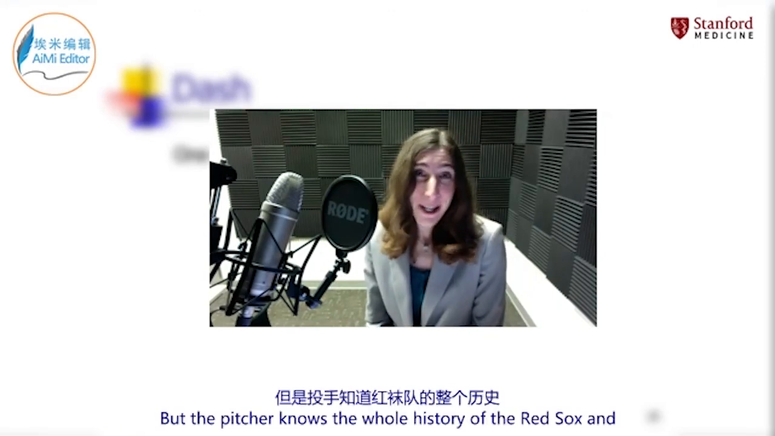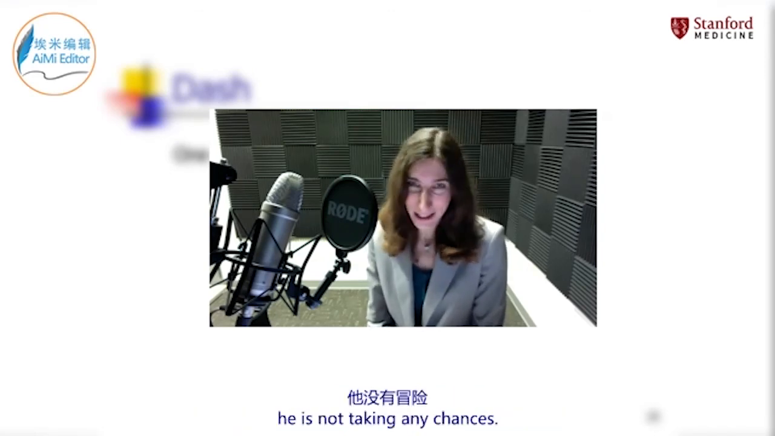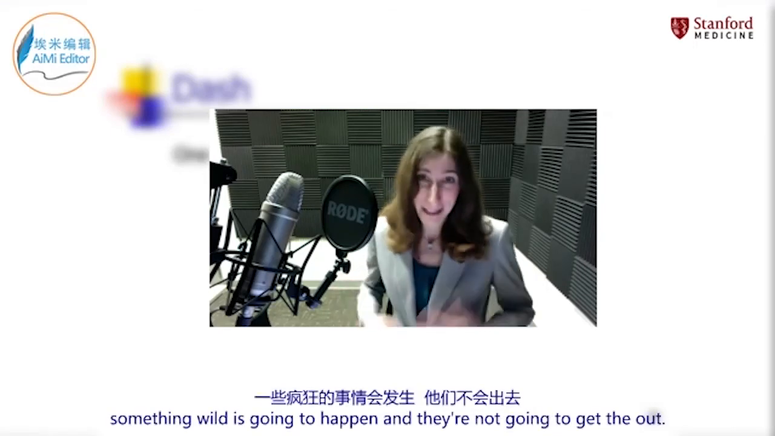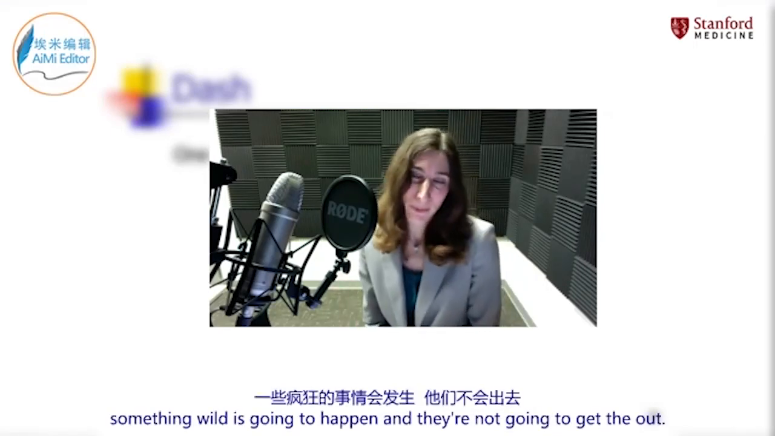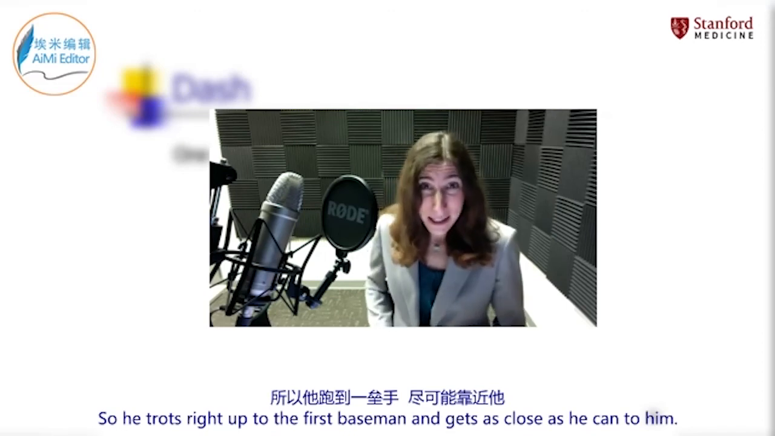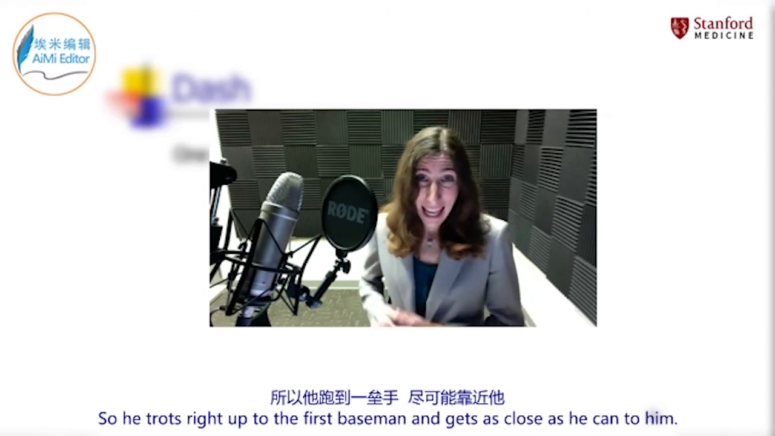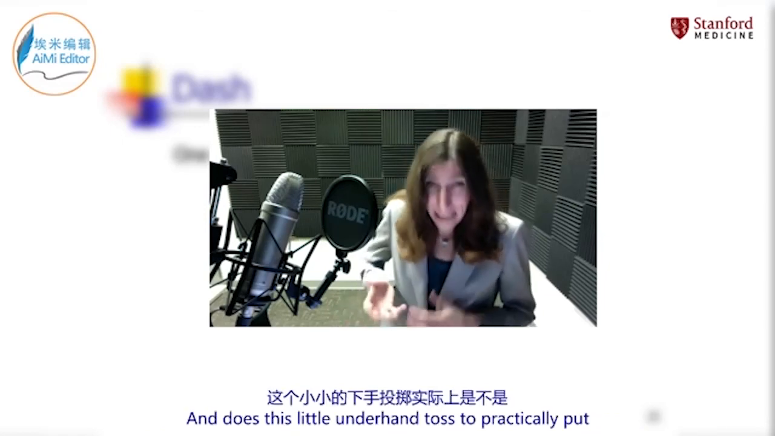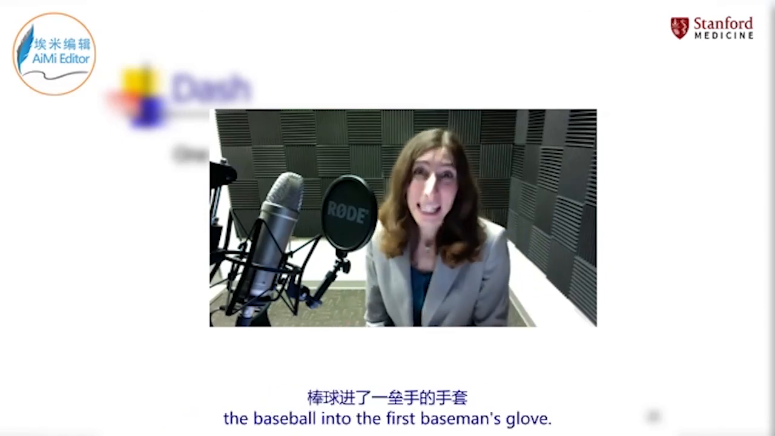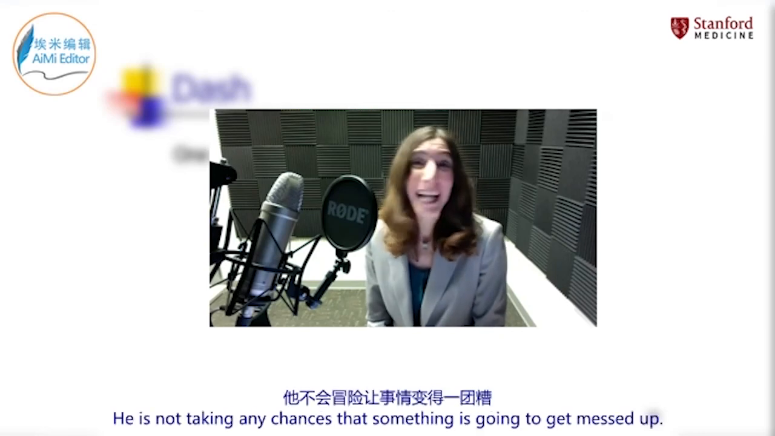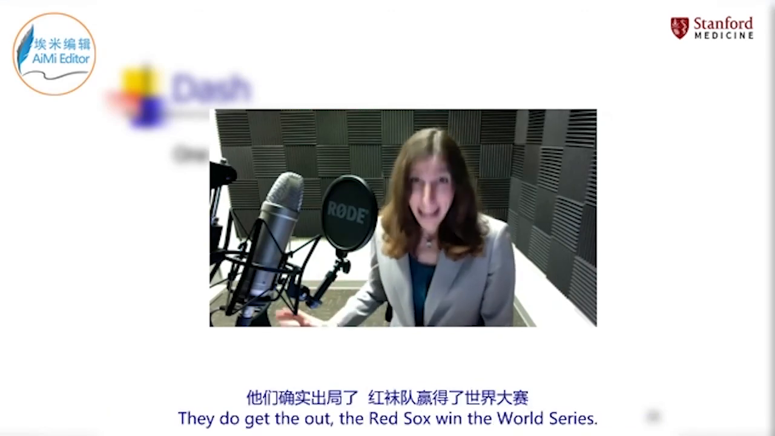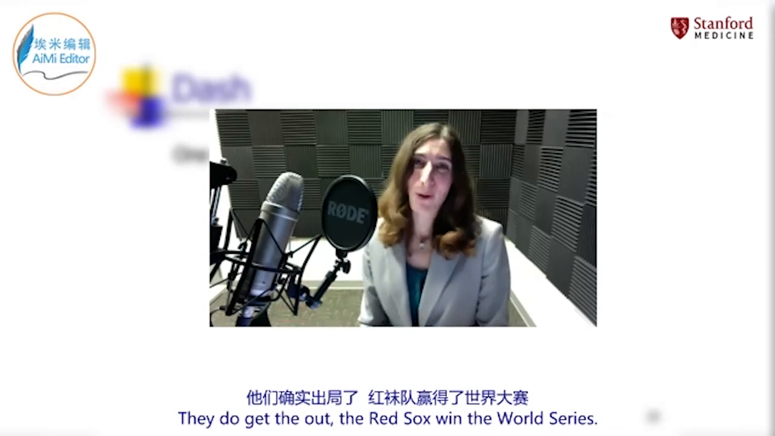But the pitcher knows the whole history of the Red Sox, and he is not taking any chances. He's afraid that if he throws the ball to the first baseman, something wild is going to happen, and they're not going to get the out. So he trots right up to the first baseman and gets as close as he can to him and does this little underhand toss to practically put the baseball into the first baseman's glove. He is not taking any chances that something is going to get messed up. They do get the out. The Red Sox win the World Series.